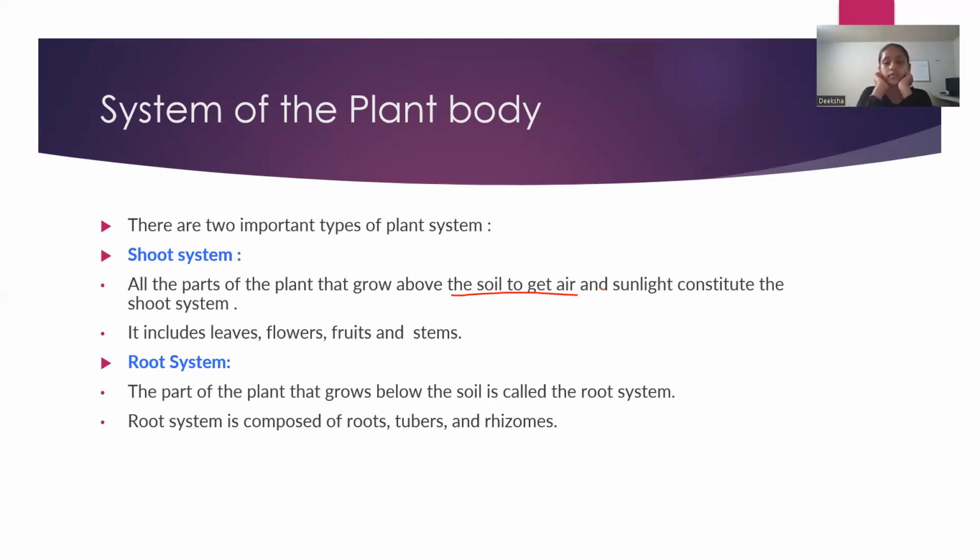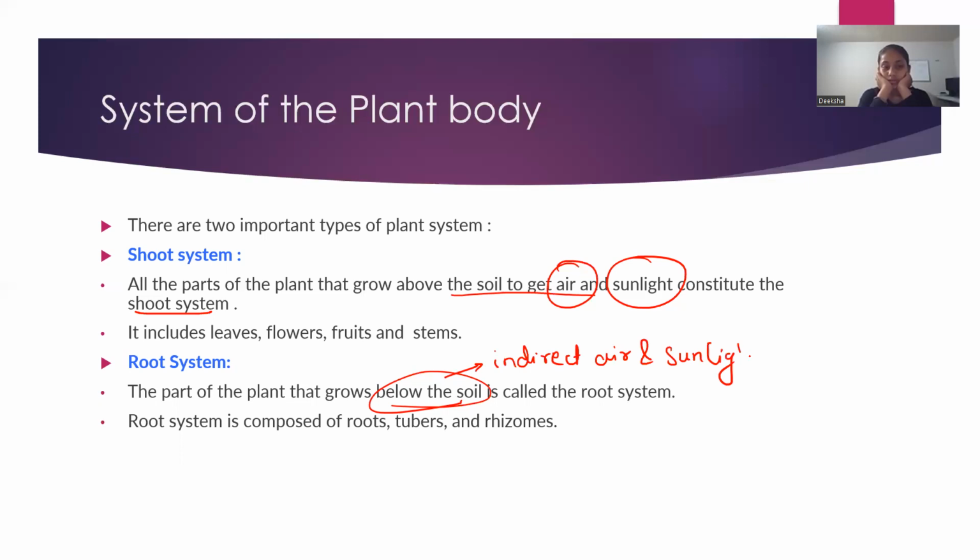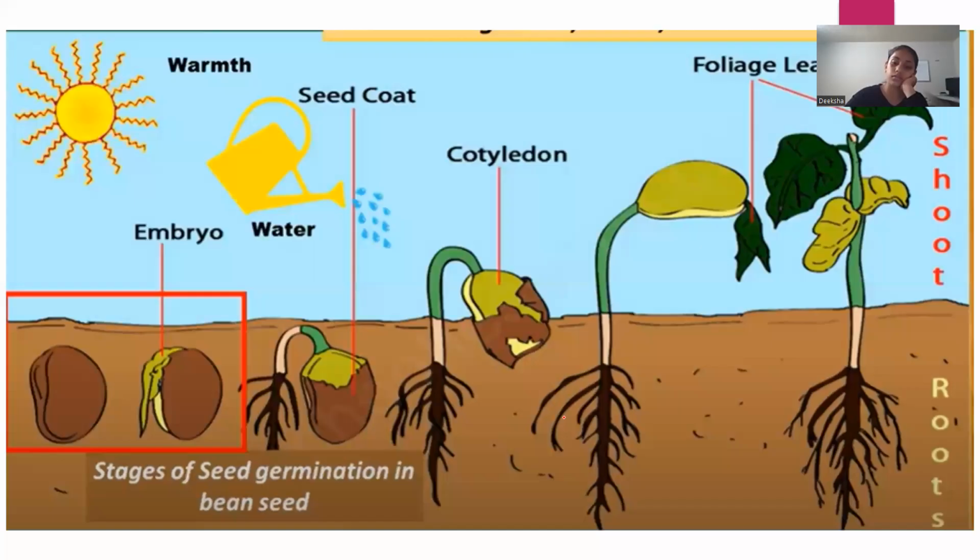Just like in the previous slide, you have seen that whatever parts of the body grow above the soil to get air as well as sunlight are known as what? Your shoot system. Whereas whatever parts of the body grow inside the soil, or below the soil, and indirectly take air and sunlight, they are known as what? Root system.